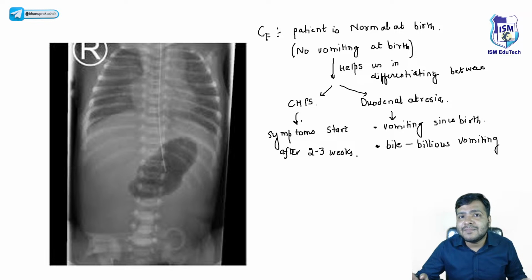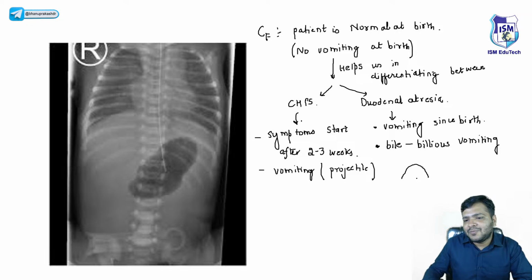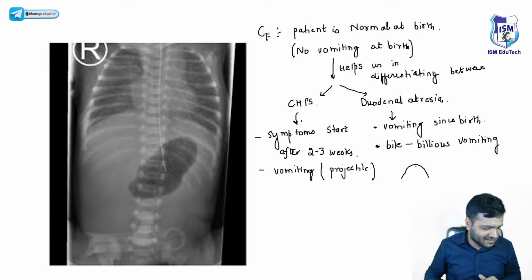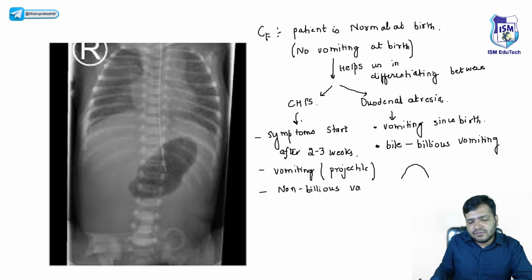If vomiting is present at the time of birth, soon after birth, it is duodenal atresia. If the symptoms start after 2 to 3 weeks, and this vomiting is projectile vomiting. Projectile, you must have studied in physics, the vomiting is like this. And the second important point, it is non-bilious. It does not contain any bile.